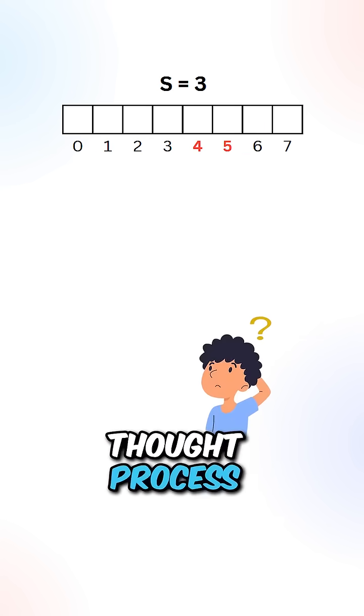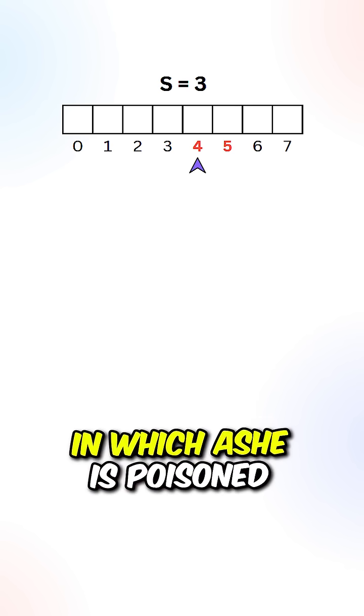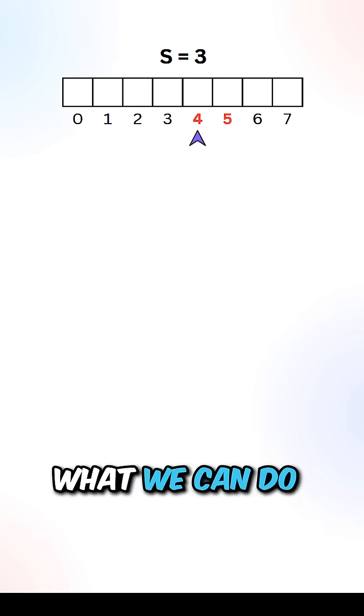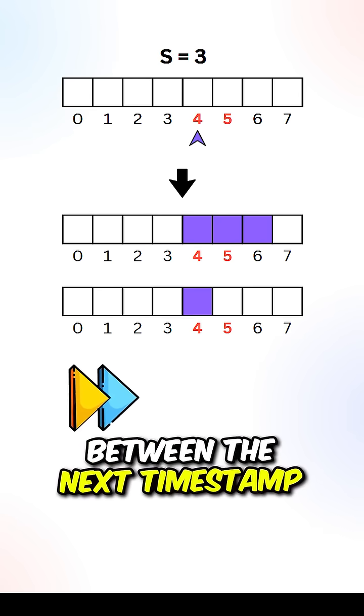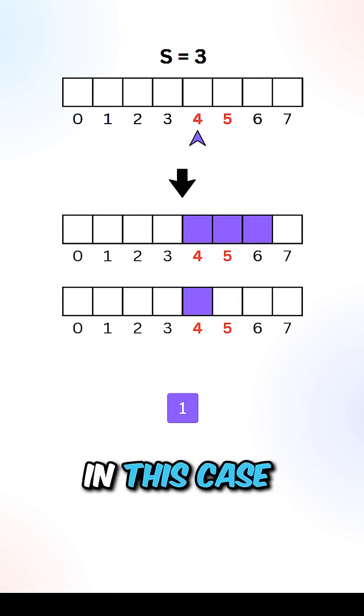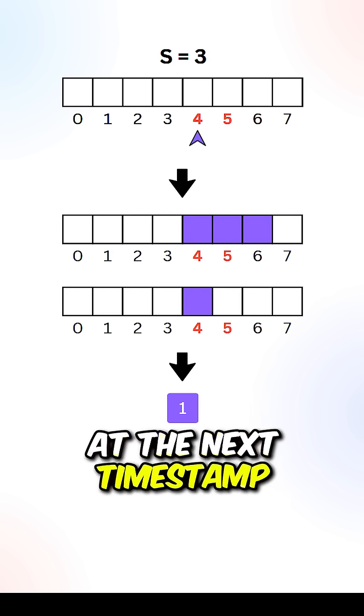Let's go over the thought process. For each of the timestamps, we need to calculate the total amount of time in which Ash is poisoned from this attack. What we can do is take the smaller value between the duration and the difference between the next timestamp and the current timestamp. In this case, the poison lasted for 1 second before it got reset at the next timestamp.